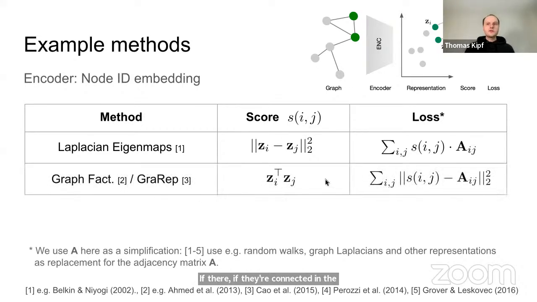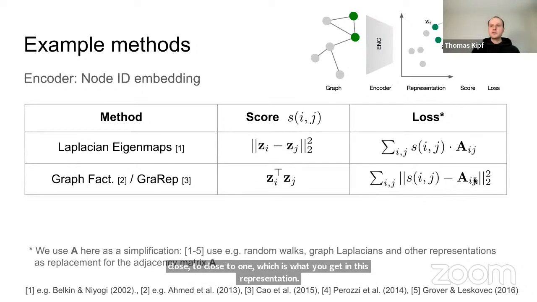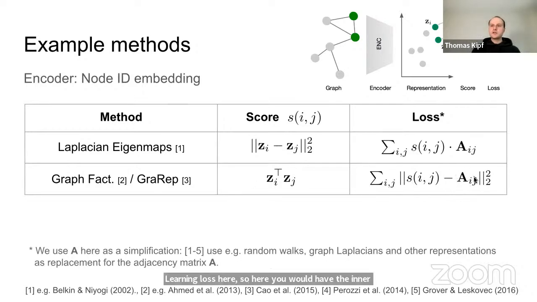Another similar setup is, instead of taking the squared Euclidean distance, you can also try to optimize their alignment in latent space, like optimize their inner product. For example, you might want their inner product to be close to 1, which is what you get in this representation learning loss. Here you would have the inner product, and you want this to be close to the adjacency matrix, so that the matrix of inner products basically has the meaning of an adjacency matrix.